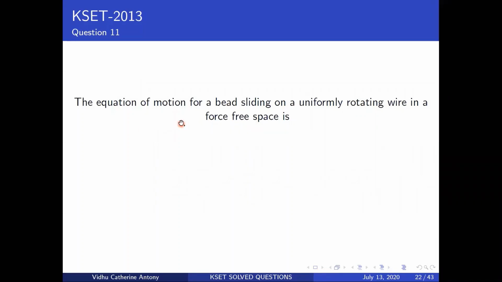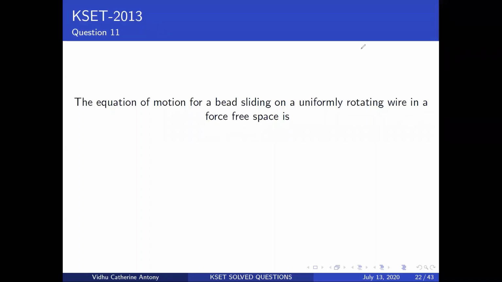So let's move on to the next question. The equation of motion for a bead sliding in a uniformly rotating wire in a force-free space is. Now, what do you mean by force-free space? When you say force-free space, your V is equal to 0. That means your potential is equal to 0. Now, let's say you have a uniformly rotating wire with a bead. So this is how the system looks. It's uniformly rotating, so my omega is going to be constant.